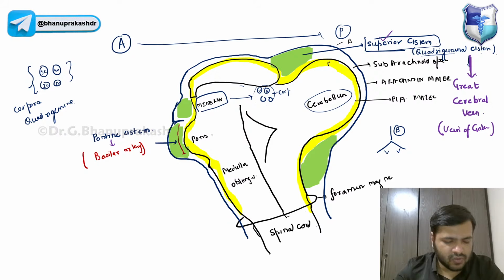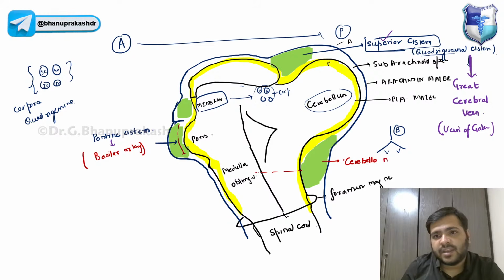Now, coming on to the one which we have already discussed over here, that is the cisterna magna. Now, guys, you can very well see this is the medulla oblongata, and it is lying just behind. Let me name it, guys. It is called the cerebellomedullary cistern. It is below the cerebellum, behind the medulla oblongata. It is also called the cisterna magna.